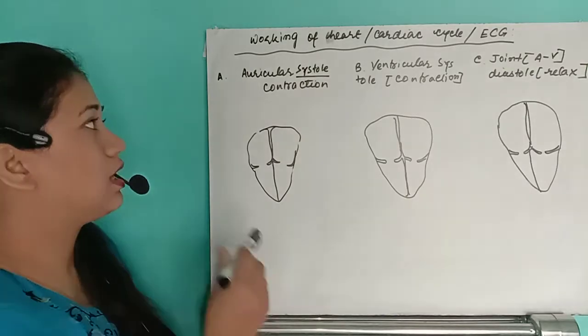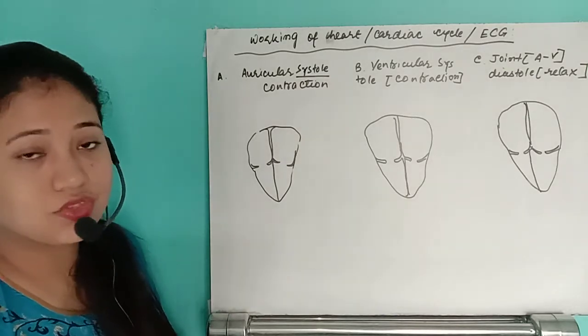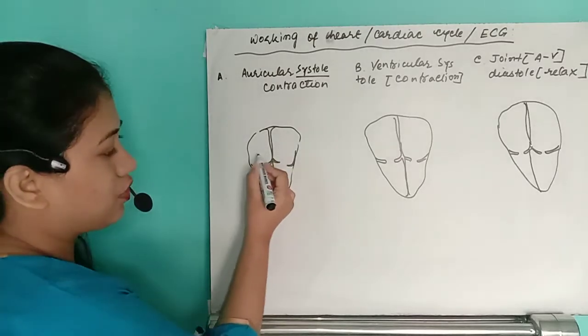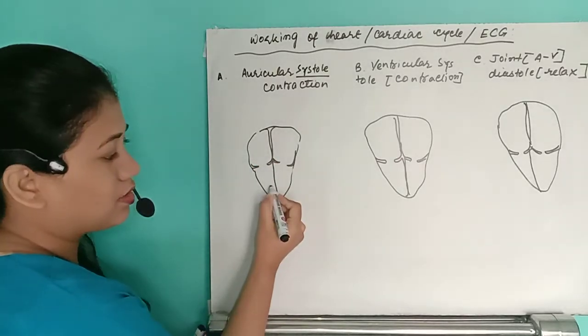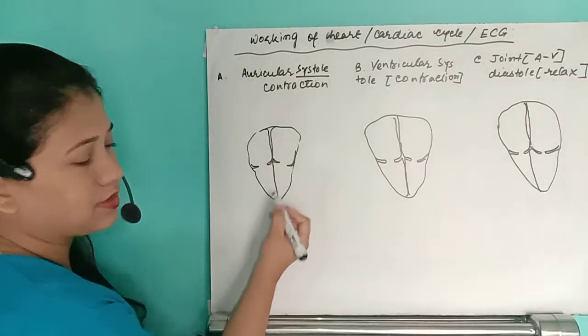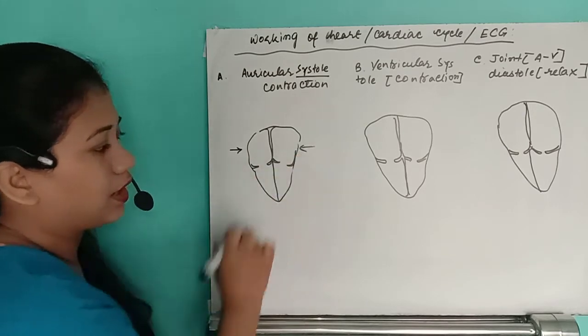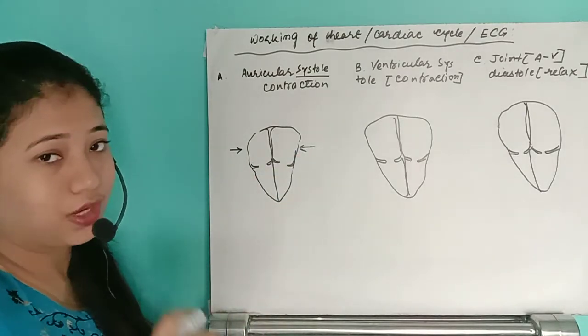So first of all, see, in the auricular systole what happens? Systole means contraction. Okay, and auricles, these are the two auricles, right auricle, left auricle, and this is the ventricle. This is right ventricle, this is the left ventricle. So we will see that auricles will contract. So whenever the auricles contract, what happens?